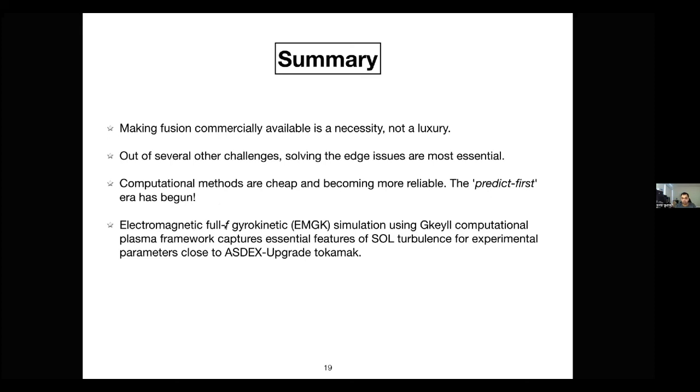We have done an electromagnetic full-f gyrokinetic simulation using Gkeyll. This is a discontinuous Galerkin computational plasma framework that captures the essential features of scrape-off layer turbulence for experimental parameters close to ASDEX Upgrade. The next thing we can do is more parameter scans, find a flatter profile, and go back to the people at ASDEX and tell them to do this.